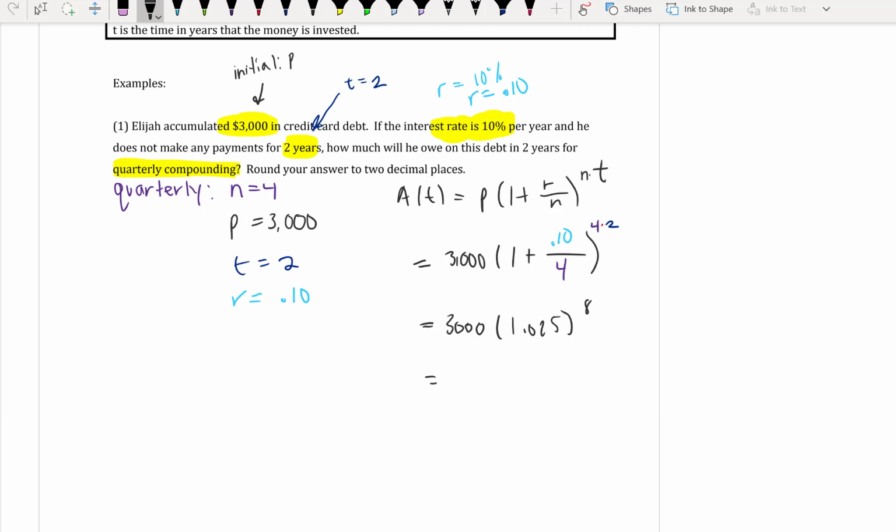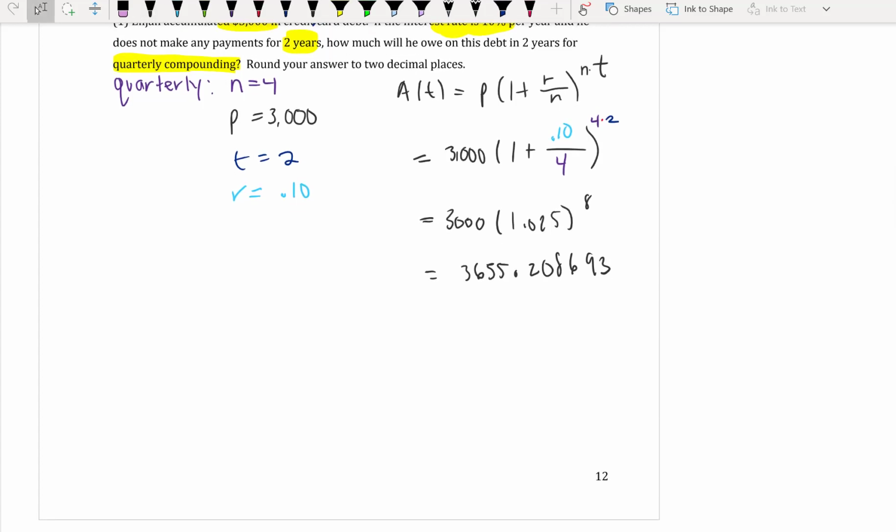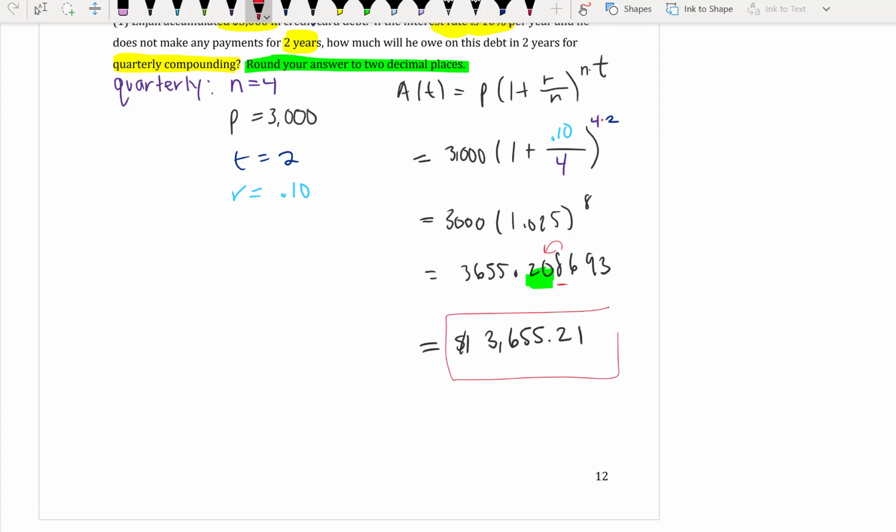So now I can just plug this into my calculator. And I'm going to get 3655.20863. So it specifically says to round your answer to 2 decimal places. So 2 decimal places would be the 2 and the 0. So that 3rd decimal place tells us where to round off to. So here we are going to have the total amount of $3,655.21 since we are rounding to 2 decimal places.